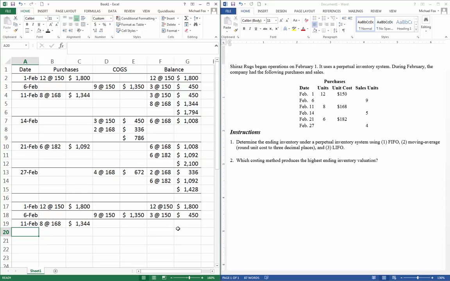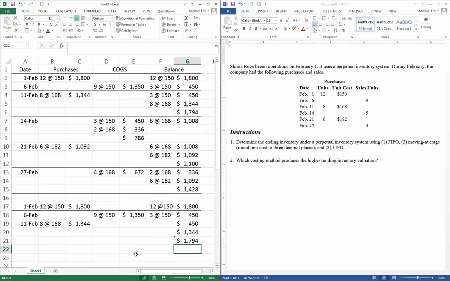So now I'm going to take the total, I'm going to figure out my total cost, which I know is $450 plus the $1344 that I just purchased. And I'll add those up. So I know that I have a total cost of $1794. I also know that I have a total of 11 units. Right? I had 3, and then I purchased 8 more.